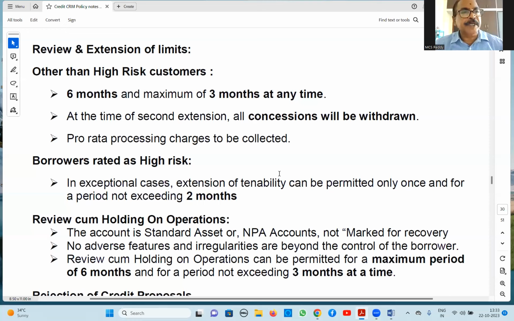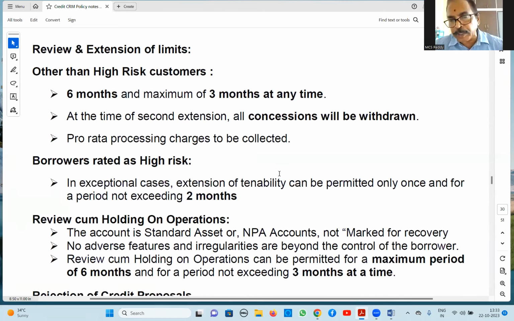Review and extension of limits. Other than high risk accounts, that means normal risk or moderate risk, maximum 6 months extension we can do, and 3 months at a time. That means limits are expired, 12 months permitted for OD, OCC, 12 months over, balance sheet not ready. Then we will go for extension. Maximum 6 months extension is permitted.